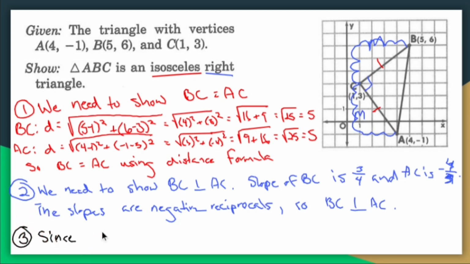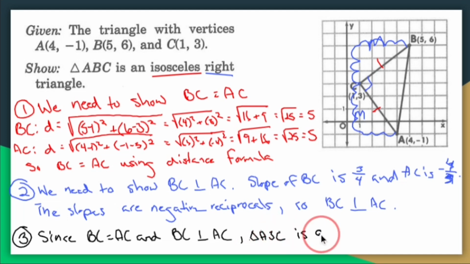Since BC is equal to AC and what was the other thing? BC is perpendicular to AC. Triangle ABC is an isosceles right triangle. Ran out of space there. Okay? Probably could have written out right, but it's too late. So there you have it.